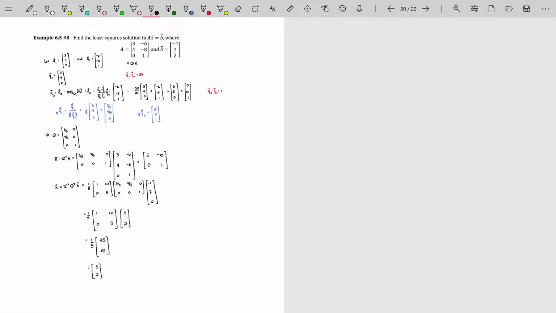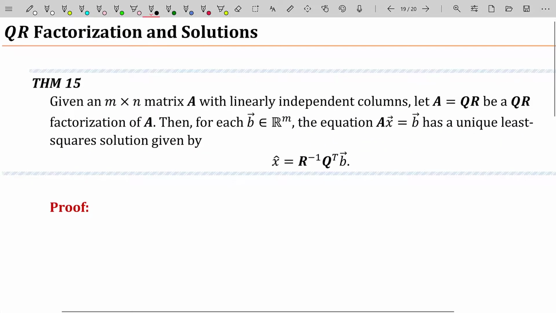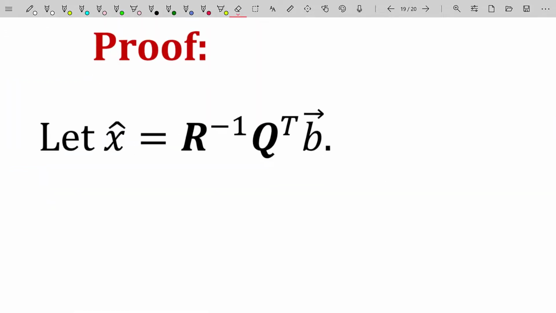Now this all said and done, and this is the only example I have in this video, we're going to hop back and prove the theorem. So again, the theorem is just telling us if we have a matrix with linearly independent columns and we do a QR factorization, then we have a unique solution to the least squares problem, and that solution is R inverse Q transpose B. And the way we're going to prove this is we're going to start with R inverse Q transpose B. We're just going to let X hat be that. We're not saying that we're assuming that's a solution. We're just starting with, hey, what if X hat is equal to that?